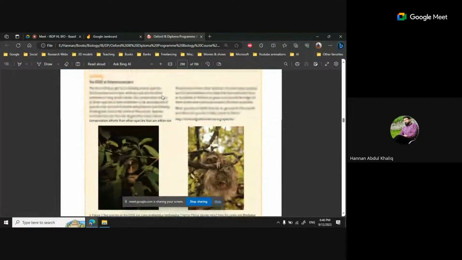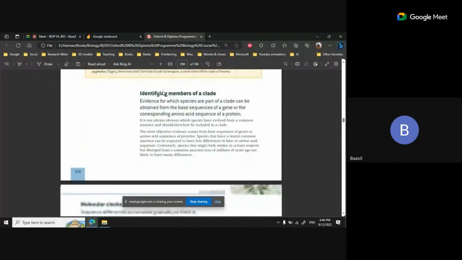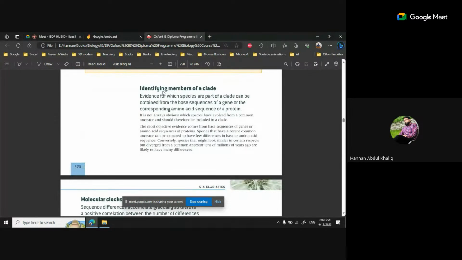We were on page two, and identifying members of clades. Basically, there is something we need to focus on. Identification of clades is something where we always follow different strategies.